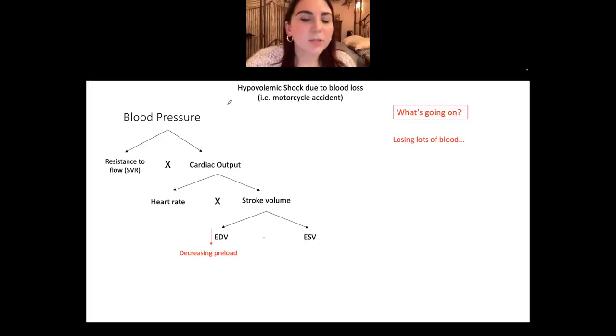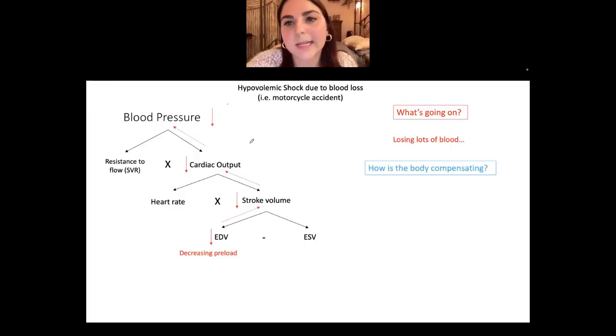Okay, so with this, you're losing tons and tons of blood. Preload goes down. So if we follow the little arrows back up, that means stroke volume has to go down. If preload's going down, stroke volume's going down. If stroke volume goes down, cardiac output goes down. If cardiac output goes down, my blood pressure goes down. So basically, you get a decrease in blood pressure all because you have a decrease in preload from losing this blood. How does the body compensate?